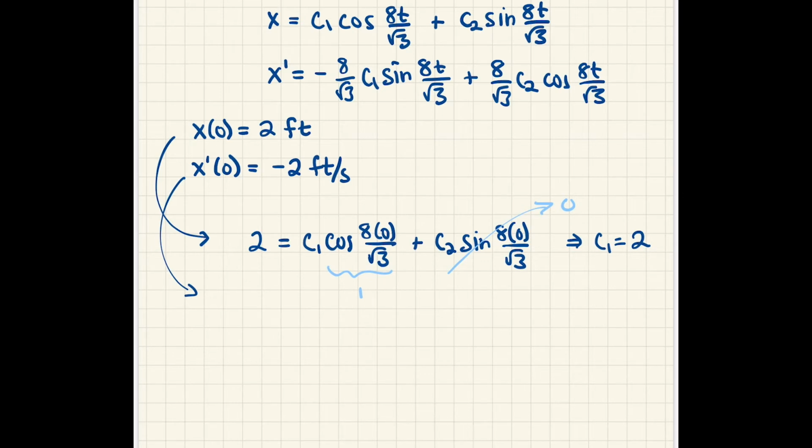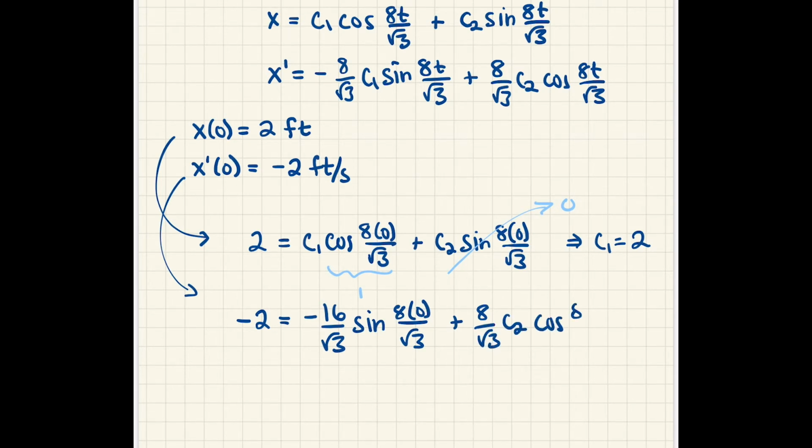So we know that the first derivative is equal to -2 when t is equal to 0. Okay. We also know that c1 is equal to 2. So instead of writing -8 over rad 3 c1, we could write -16 over rad 3 sine of 8 times 0 over rad 3. That term's going to 0 anyway. Plus 8 over rad 3 c2, which is still unknown, cosine of 8 times 0 over rad 3.